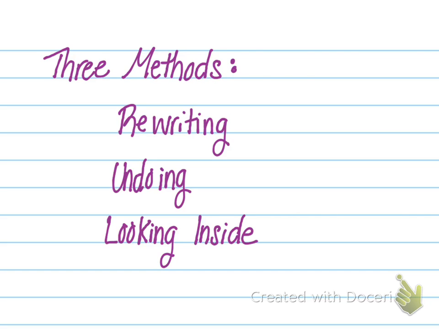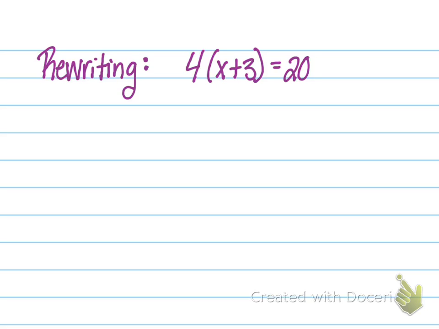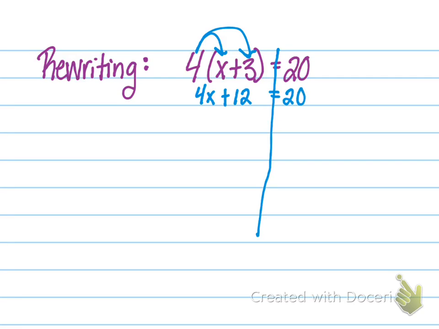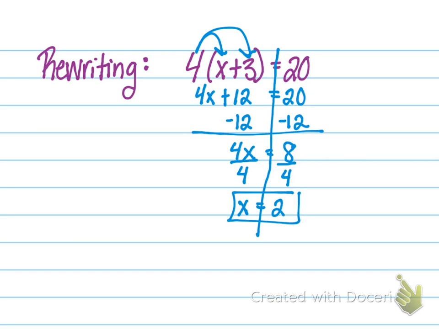Rewriting is the first method we will look at, and that is the one that typically is most familiar to students. When you are solving this equation, the first thing that you've been taught is to go ahead and distribute the 4 to get rid of the parentheses. This is called rewriting because you are changing the appearance of this equation. From here, we can go ahead and finish solving for x. And when doing so correctly, you should end up with x equaling 2.